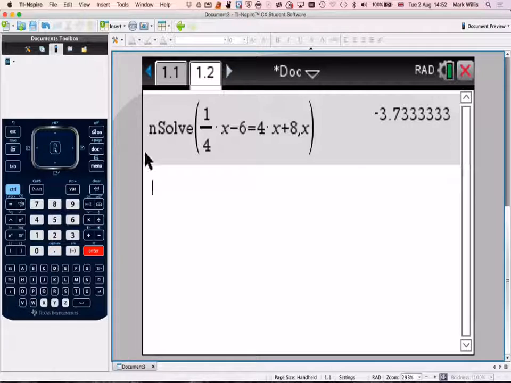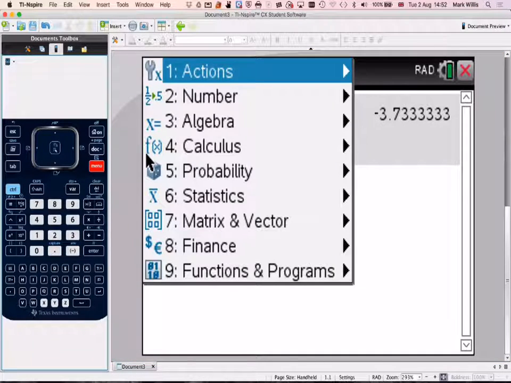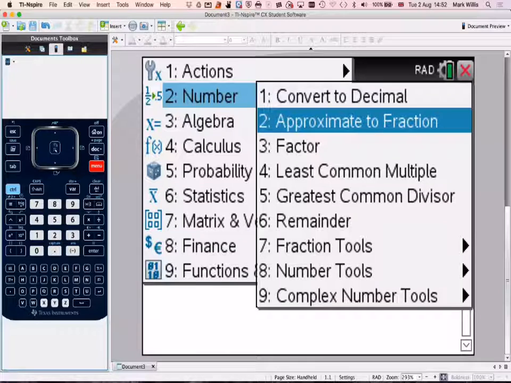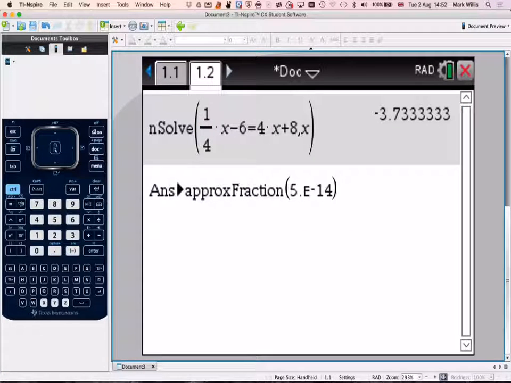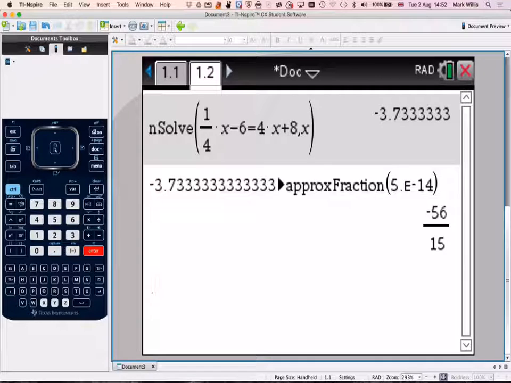Remember, we can make that into a fraction by doing menu, number, approximate to fraction. Don't worry about this bit here, and enter, and we get the same answer as we just got, minus 56 over 15.